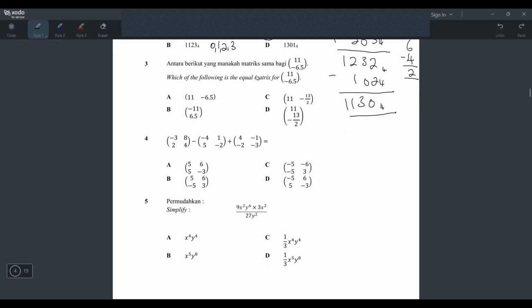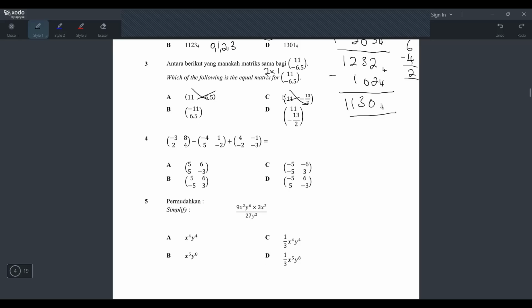Number 3, which of the following is equal to the matrix 11, negative 6.5? Okay, if two matrices are equal, they need to have the same order. What do I mean by same order? It means they have to have the same number of rows and same number of columns. How many rows and columns does this one have? This one has 2 rows, 1 column. So we know A is wrong because this is 1 row, 2 columns.